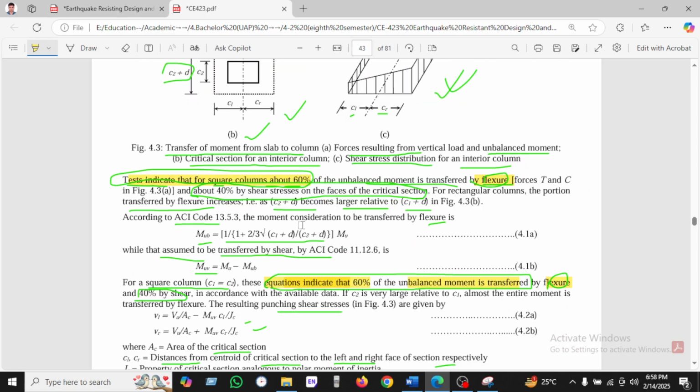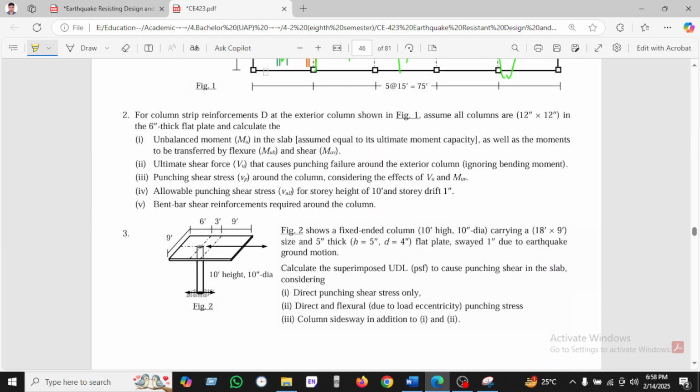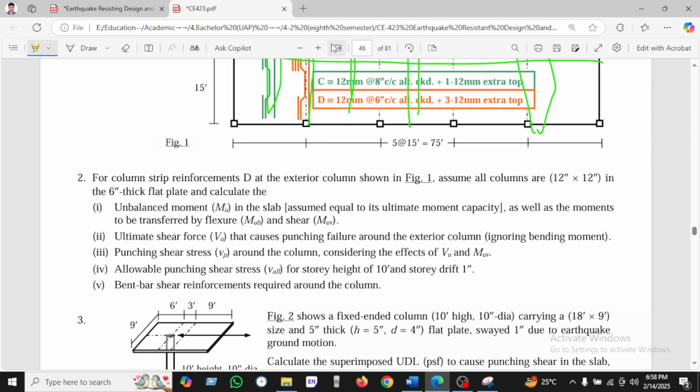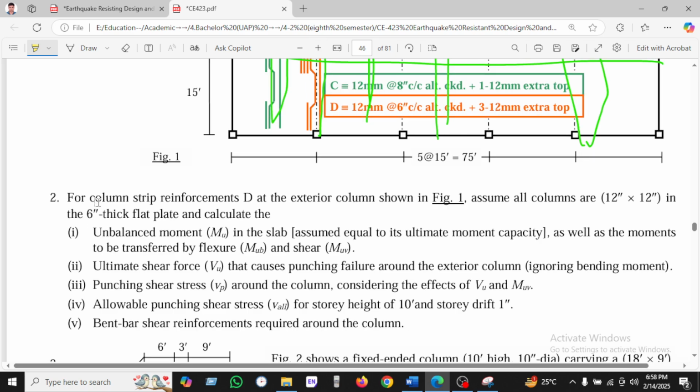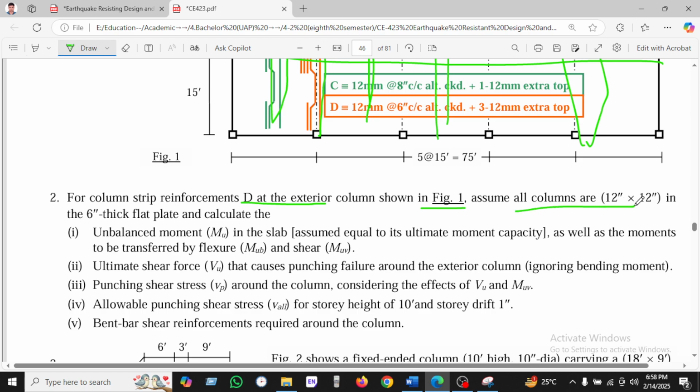Okay, let's see question number 2. Here is a question number 2. We have been seen here the column strip, for the column strip, reinforcement D is exterior column, figure 1. This figure also assume the all column size is given and 6 flat slab.